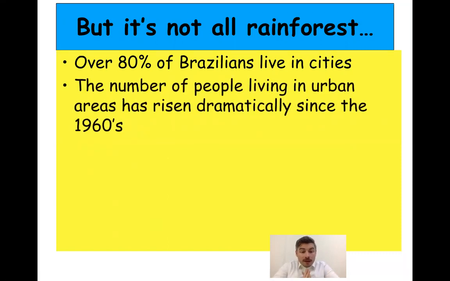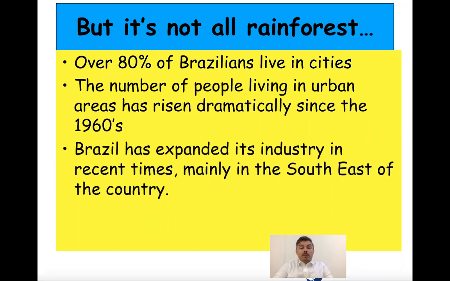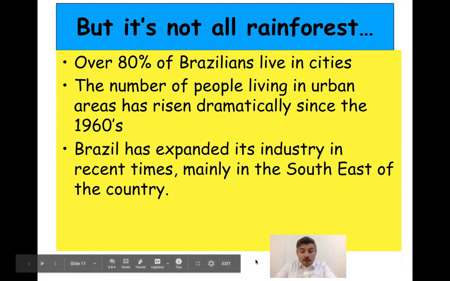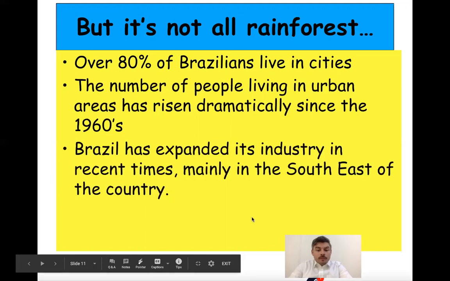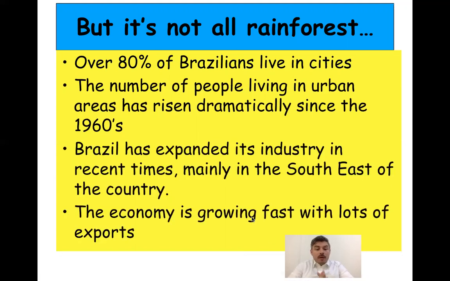So just in one country, 10 to 12. The number of people living in these cities has risen dramatically since the 60s, and Brazil has expanded its industry. So Brazil has one of the biggest industries in the world at the moment. And the economy is growing fast. Well, at the moment it's in a recession. It's not in a very good place economically. But if we look at it over a longer distance, there has been a huge increase in the Brazilian economy.